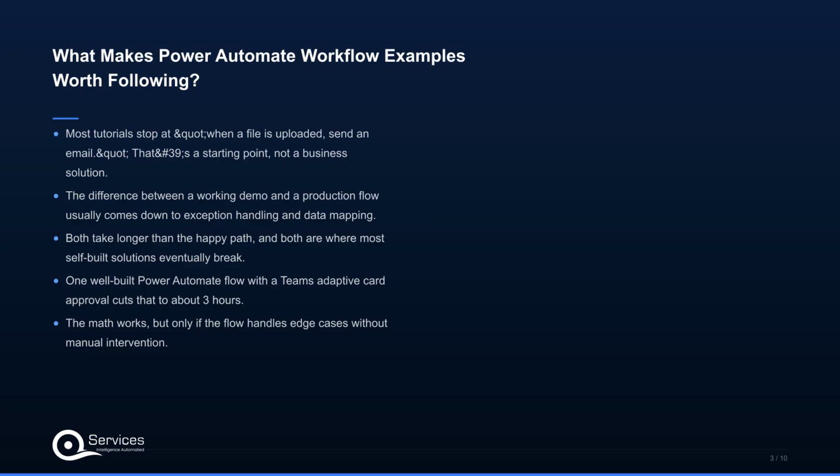A logistics company running 400 shipment exceptions per week, where each exception requires a coordinator to email a carrier and update a spreadsheet, is looking at 15 to 20 hours of coordinator time every week. One well-built Power Automate flow with a Teams adaptive card approval cuts that to about 3 hours. The math works, but only if the flow handles edge cases without manual intervention. Partial automation that still requires human cleanup often costs more than no automation at all.